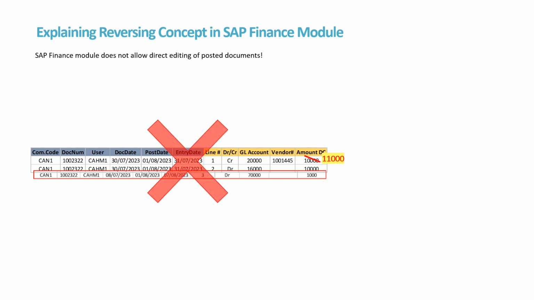SAP Finance Module doesn't allow direct editing of already posted documents. For example, if you want to adjust total value of posting or add additional line to your document, then you will not be able to do this by editing existing document. In this case, attempting to fix the document by adding an additional line and editing the amount directly is not possible.